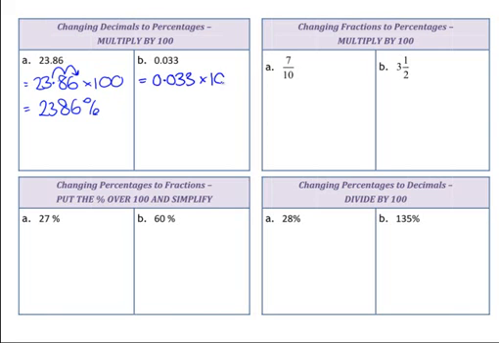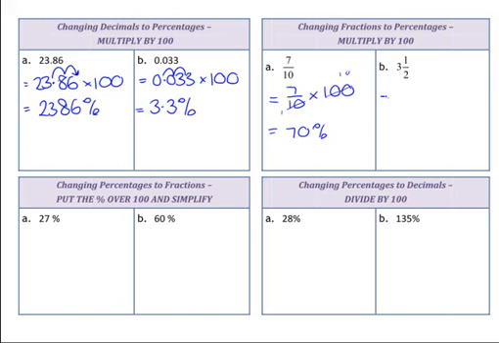0.033 times by 100. Move your decimal point. You get 3.3%. Okay, 7 over 10, changing a fraction to a percentage, 7 over 10 times by 100. Now you can do it by hand and go 10 into 10 is 1, 10 into 100 is 10, 7 times 10 is 70. Or just go to your calculator, 7 divided by 10 times by 100, and it'll give you 70.